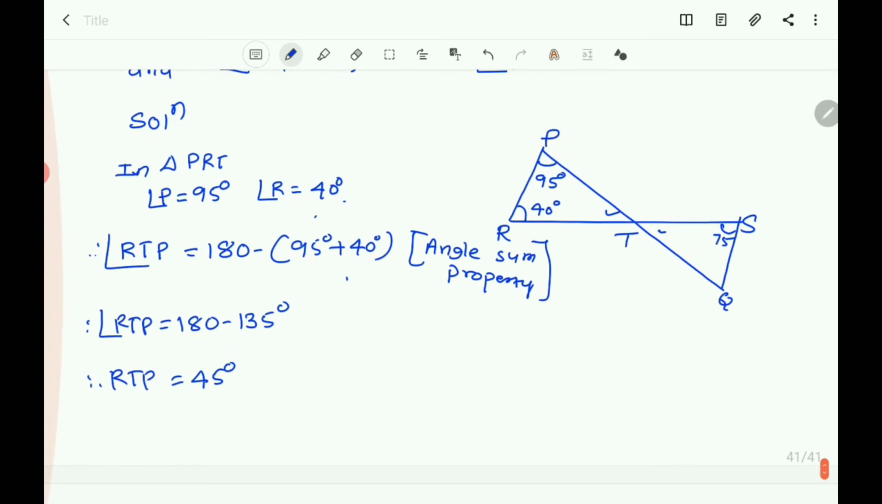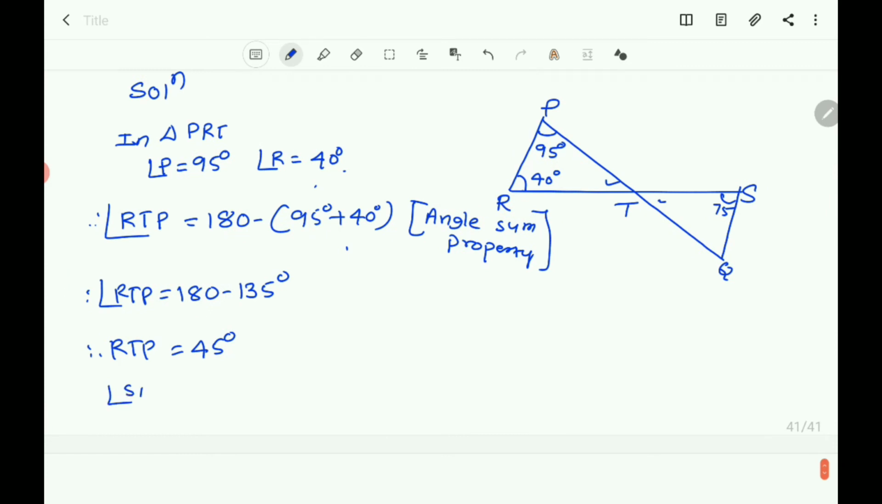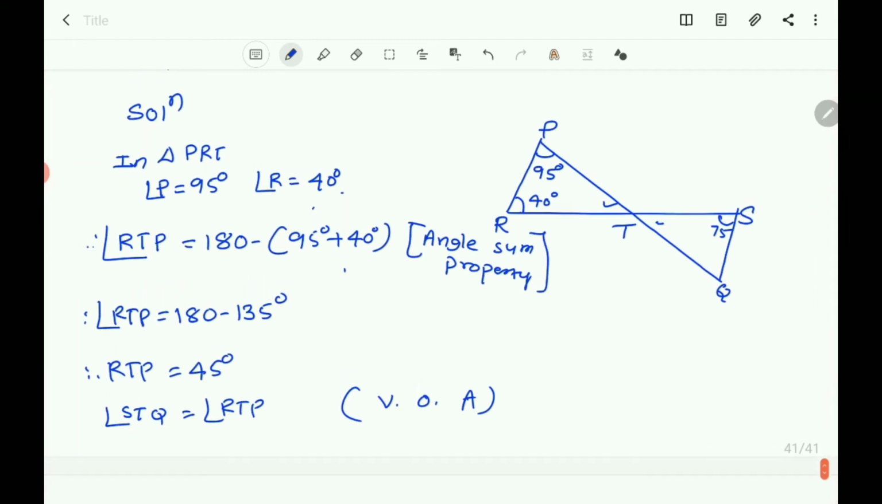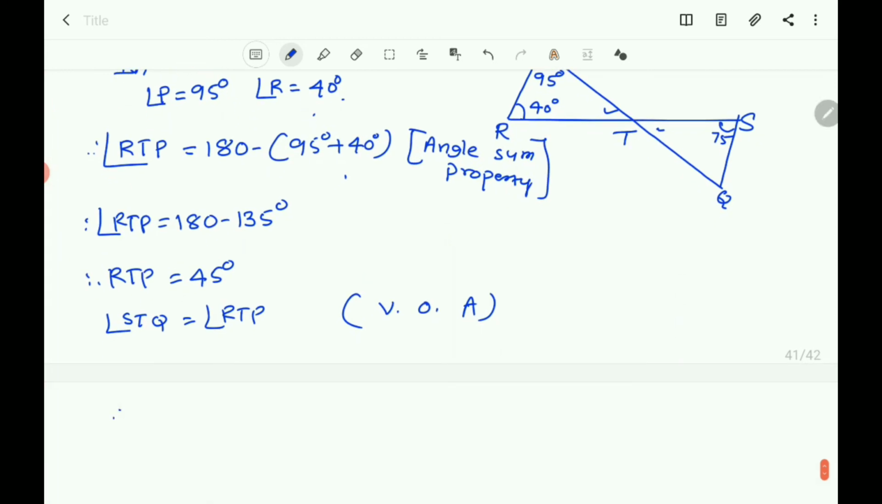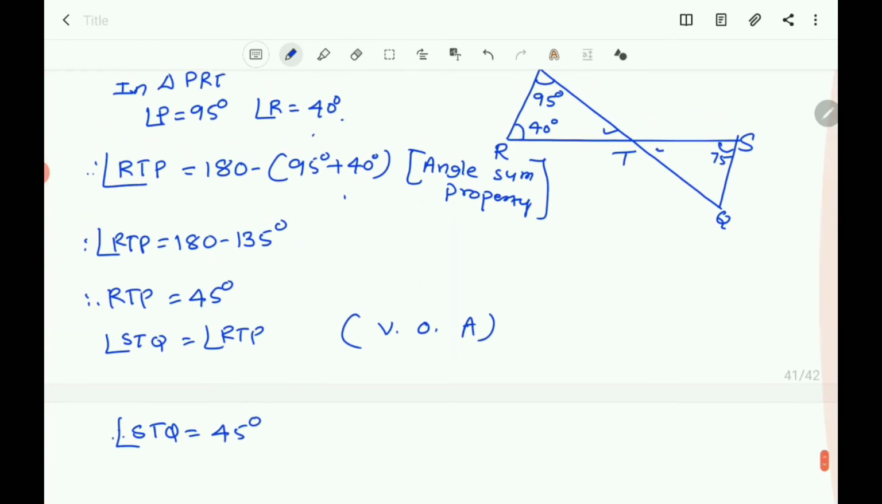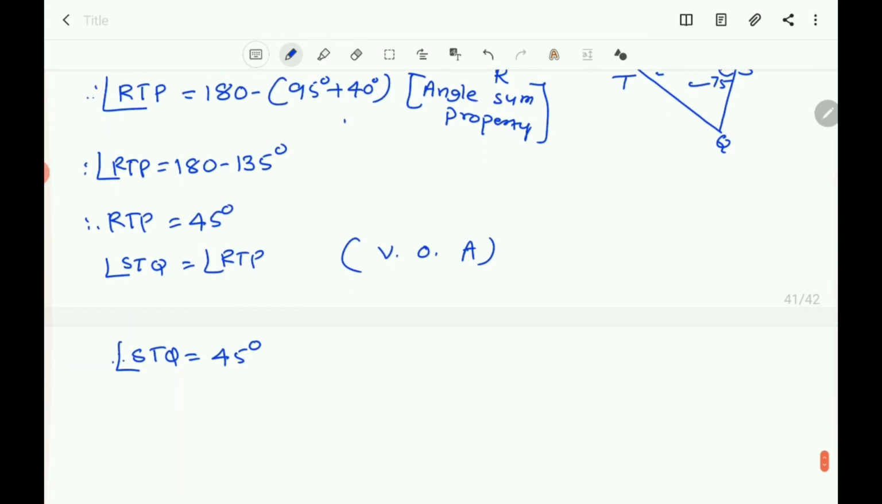Now you come to the angle STQ. Angle STQ is equal to angle RTP. Why? Because they are vertically opposite angles. You know that lines PQ and RS are intersecting at the point T, so the vertically opposite angles are equal. Therefore you can write angle STQ is also equal to 45 degrees.